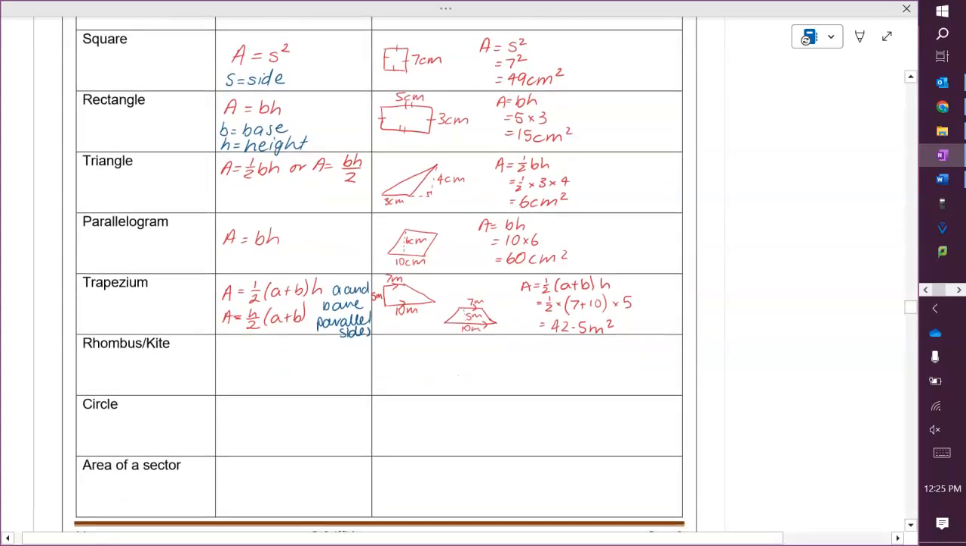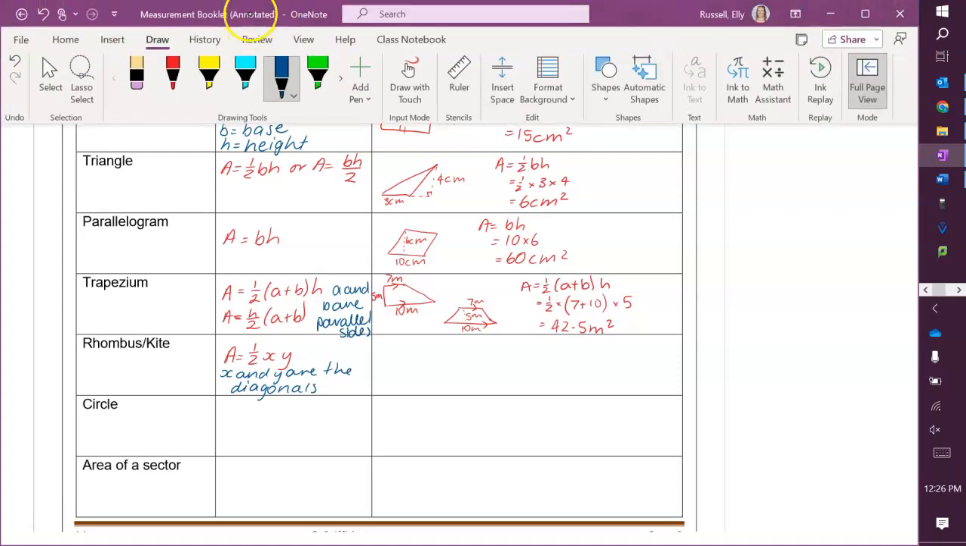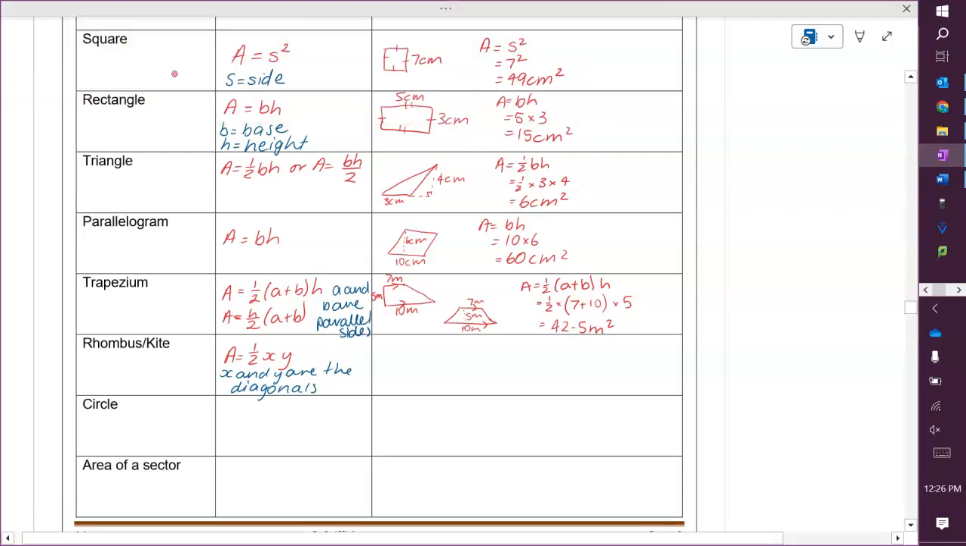Then we go to our rhombus and our kite. So the area for this is a half xy. Now x and y are the diagonals. So a rhombus is either a square pushed on its side or what we know a kite to look like. So if we think our two diagonals are these two across here, so if we say that is 8 metres and our longer one is 10 metres, area is a half xy, so a half times 8 times 10, it doesn't matter the order, which gives us 40 metres squared.